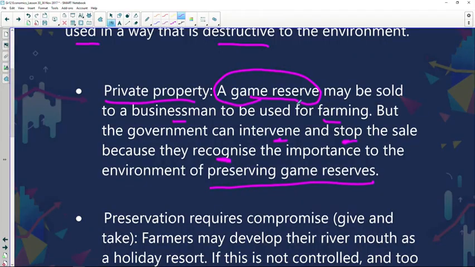In this particular instance, that's the game farm, because a businessman wants to use the piece of land for farming. So the government could step in and intervene, because with a game farm we are dealing with wildlife, and we need that. We need a safe environment for wildlife because of all the poaching that's currently happening in our country.